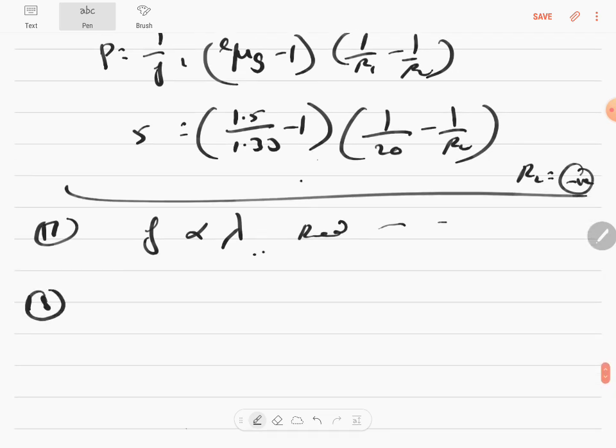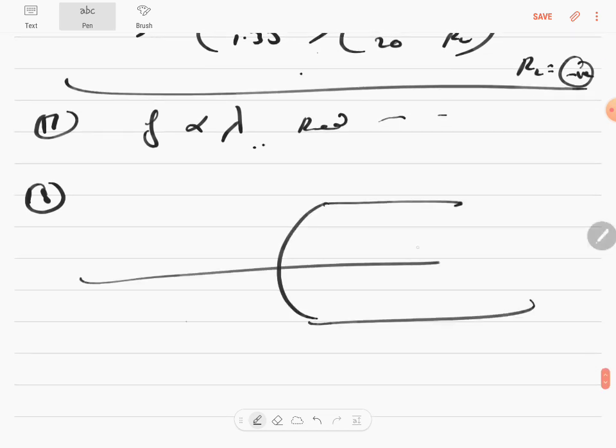18th question. An object is placed at a distance u in air, refractive index n equal to 1, for a convex spherical refracting surface having a radius of curvature R equal to 30 centimeter. The object is placed at a distance u in air, so the object is in the rarer medium. The refractive index is 1.5, and it forms a virtual image at a distance of 30 centimeter.